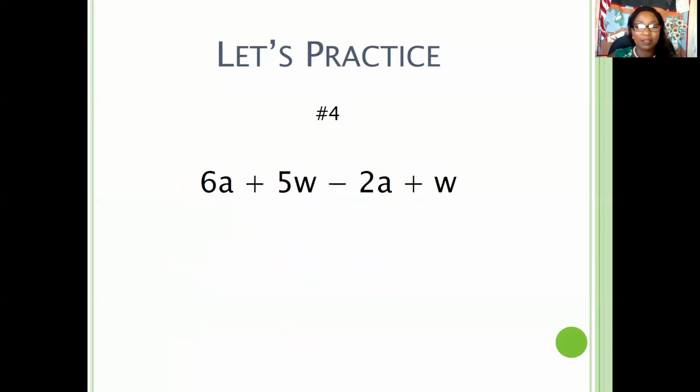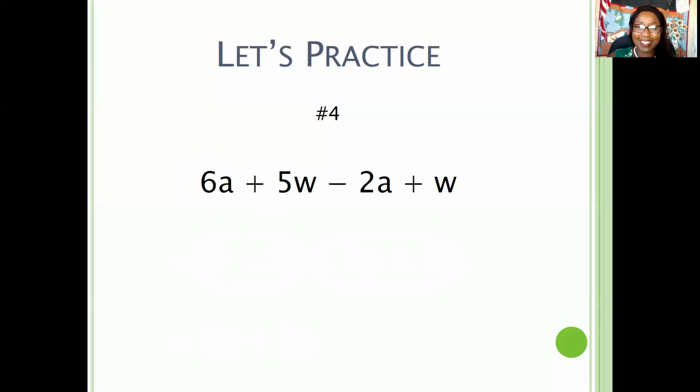Number 4. Going to give you a couple of seconds. Write the question down. Identify your terms. So circle those terms. How many terms do you see? Did you make a special note of those operations? Now, collect your like terms together. Giving you about 5 more seconds.